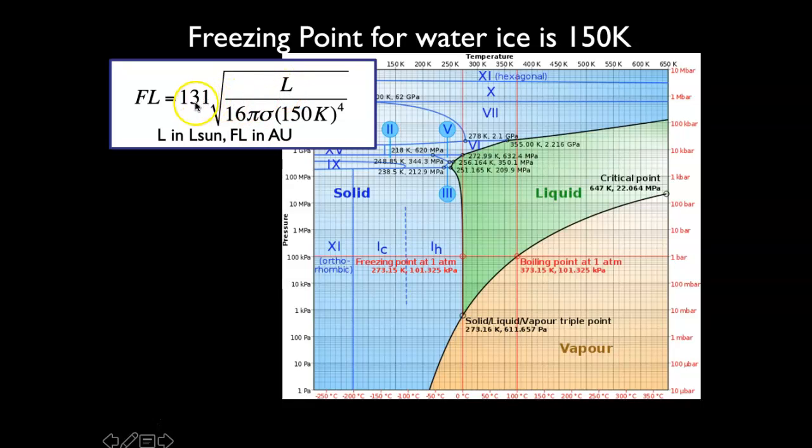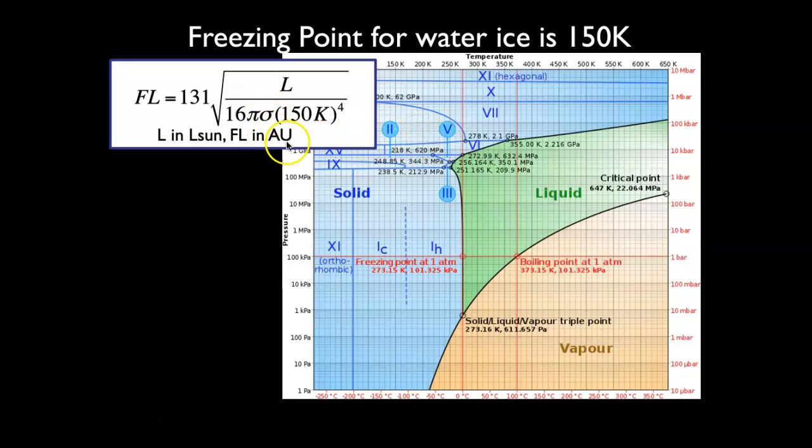So the rest of these are constants, right? The 131 is a unit conversion. The 16 and pi are just the normal numbers. The sigma there is the same Stefan-Boltzmann constant that we saw when we were looking at the luminosity equation a few weeks ago, because, I mean, basically this is a luminosity equation. And the temperature is always 150 Kelvin, right? The distance to the frost line is how far away from the star you have to be for the temperature to drop below 150 K.